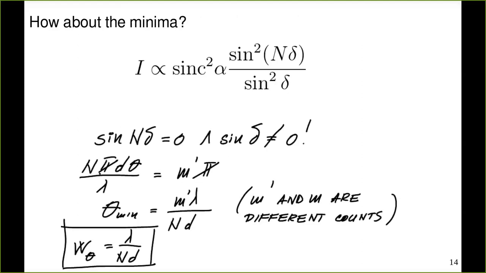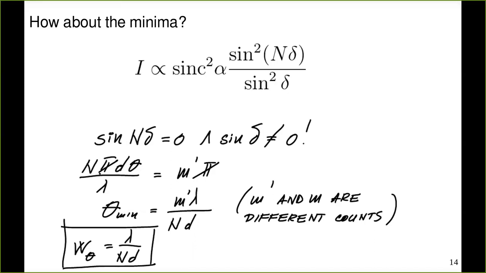Okay, in a similar way you can derive the positions of the minima, and this is a little bit easier because now for the minima we are ignoring the sinc squared term here. We are just assuming that sine squared n delta is zero, but sine squared delta is not zero, right? And for that, you basically have to satisfy the condition that n, the number of slits, times pi times d theta over lambda, which is n delta, is equal to some other integer m prime times pi, right?